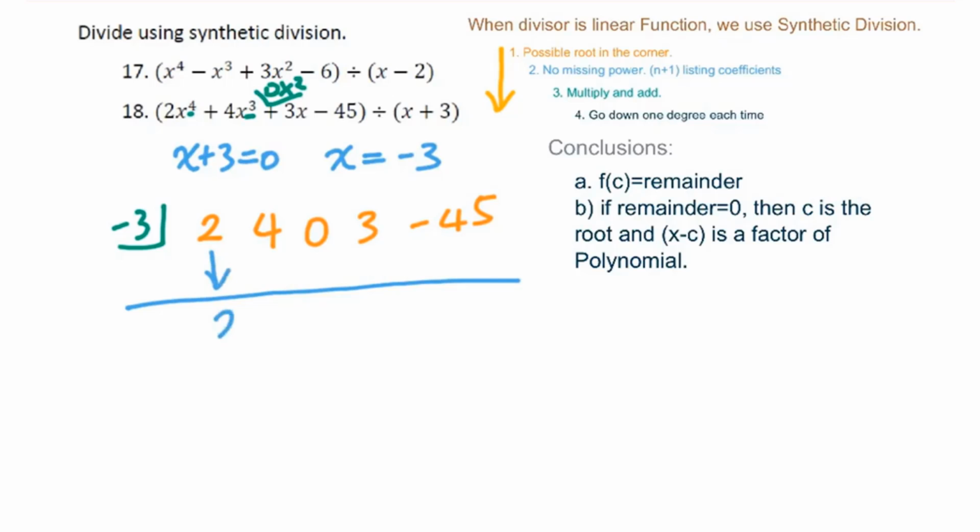Drop down, we got the 2. 2 times -3, that is -6. Adding, we got -2. -2 times -3, that's 6. Adding is 6. 6 times -3, that is -18. Adding, we got -15. -15 times -3, we got 45. Then we got 0 here.